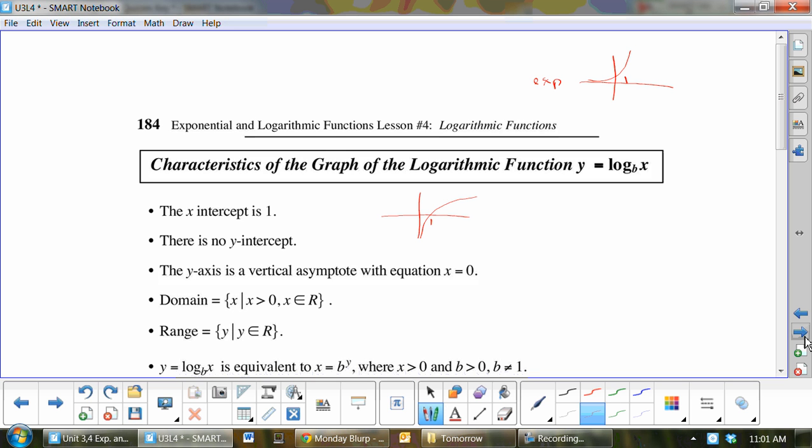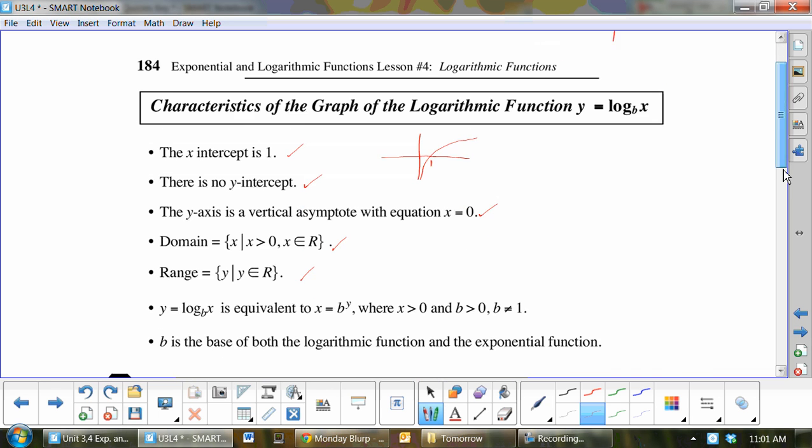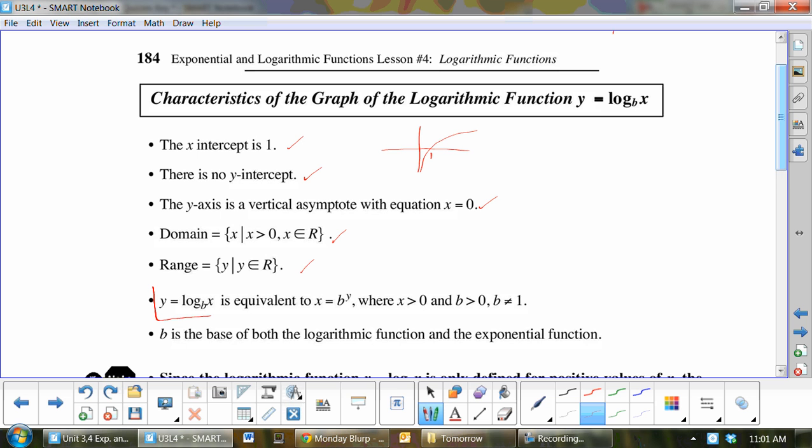So look at this graph. This should make sense. The x-intercept is 1. There is no y-intercept. It's never going to go through. The vertical asymptote is 0. X is greater than 0. Y is in the reals. And remember, these two forms are equivalent. Y equals log b of x is equivalent to x equals b to the y. And b is the base of both the logarithmic and the exponential function.